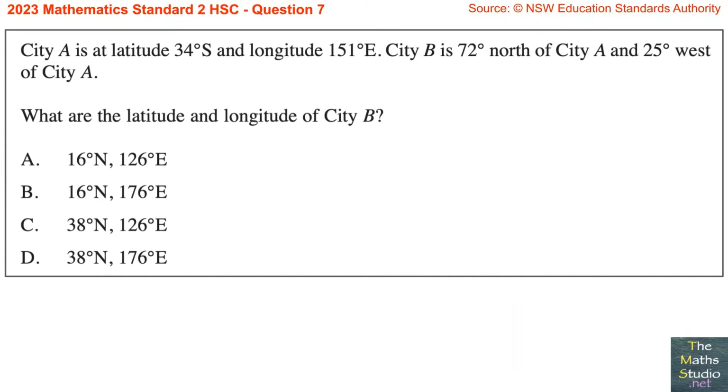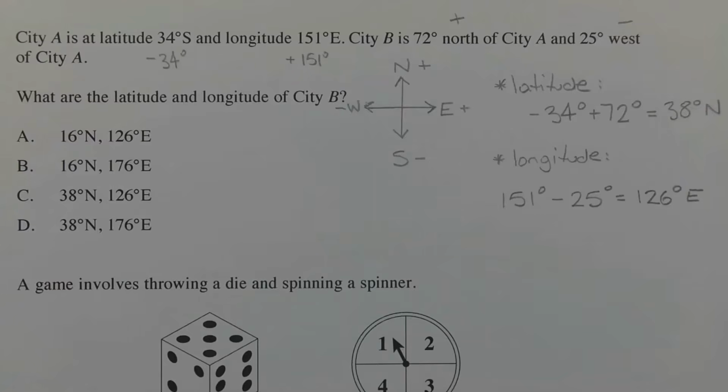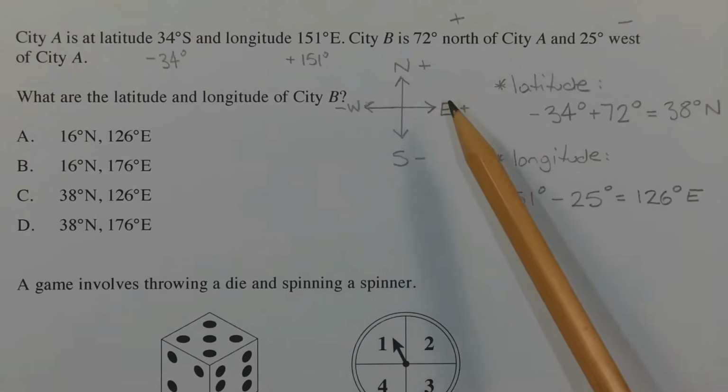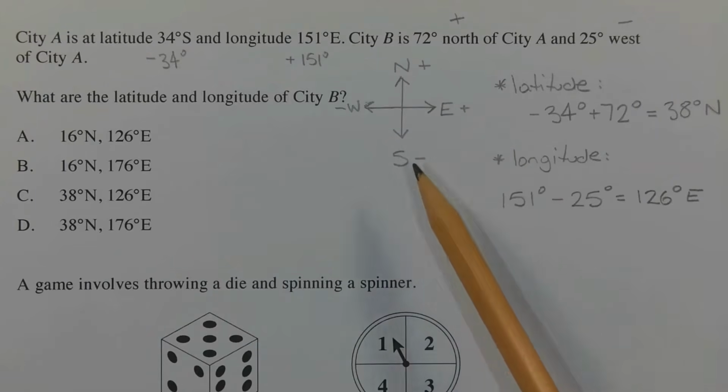Question 7. City A is at a latitude of 34 degrees south and longitude 151 degrees east. City B is 72 degrees north of City A and 25 degrees west of City A. What are the latitude and longitude of City B? One way to work this out is to represent the compass directions as either positive or negative. We'll consider north and east as positive directions, south and west as negative directions.